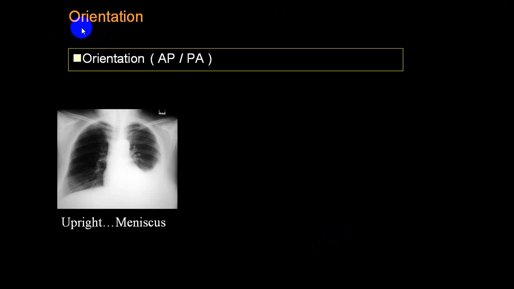Now whenever you are taking a view, it is very important. Say this is a view which is taken in an AP view, upright posture, and this is a PA view. Heart size is normal, and you can see a shadow here, a radio opaque shadow. And this curvature we call the meniscus sign.